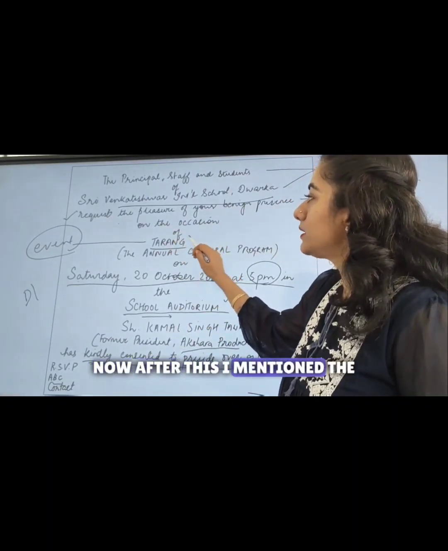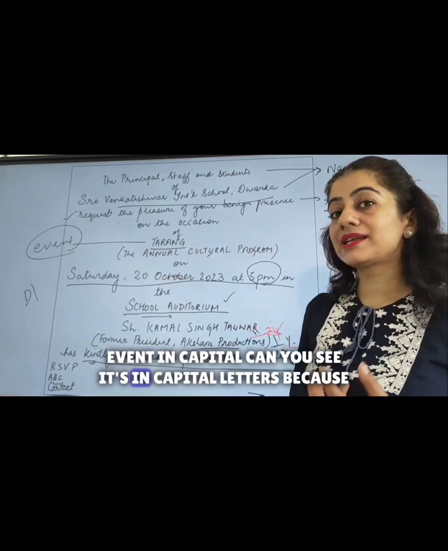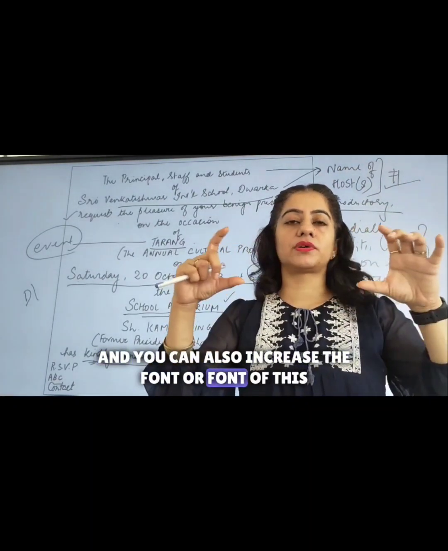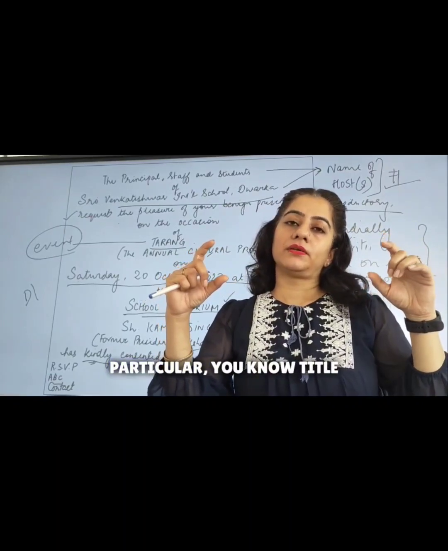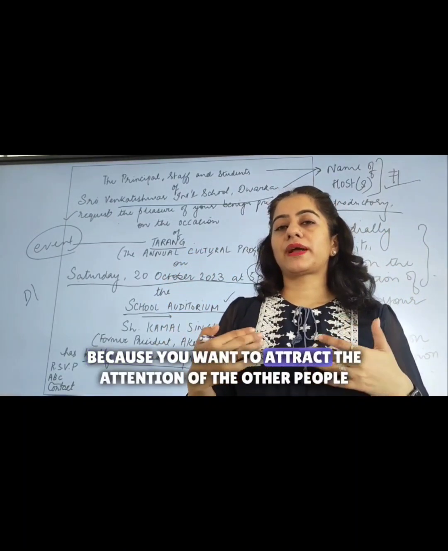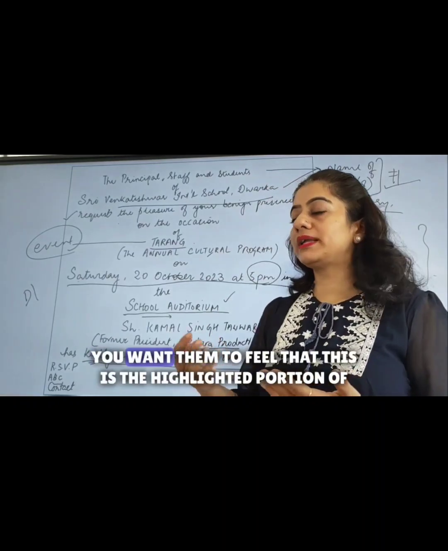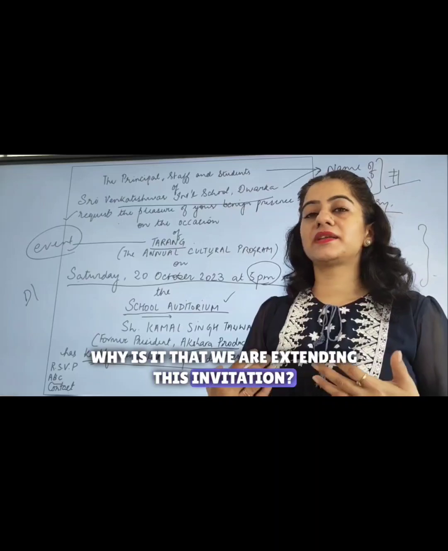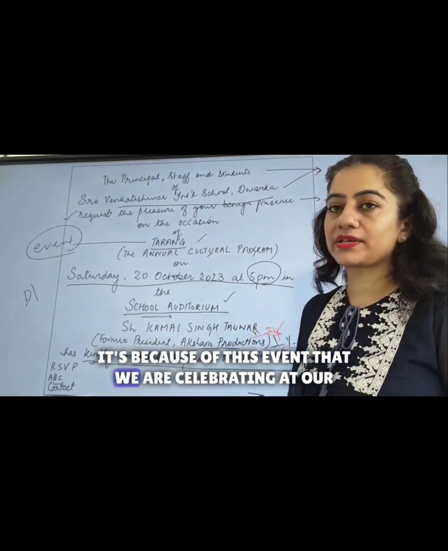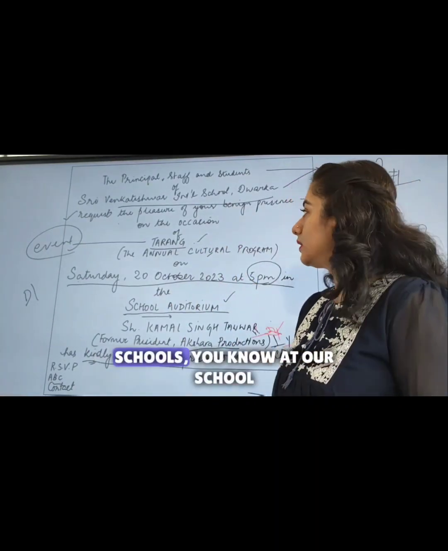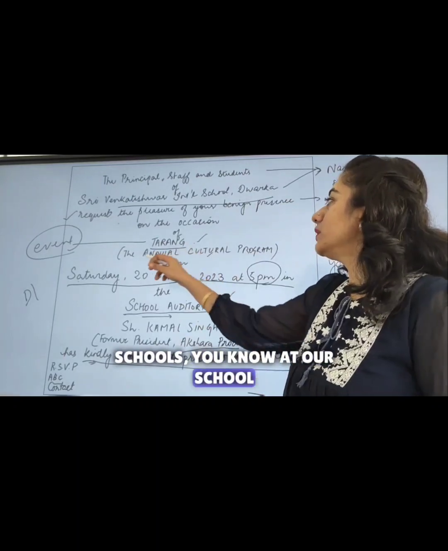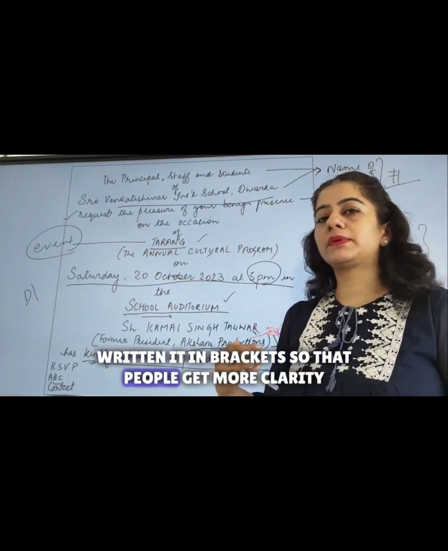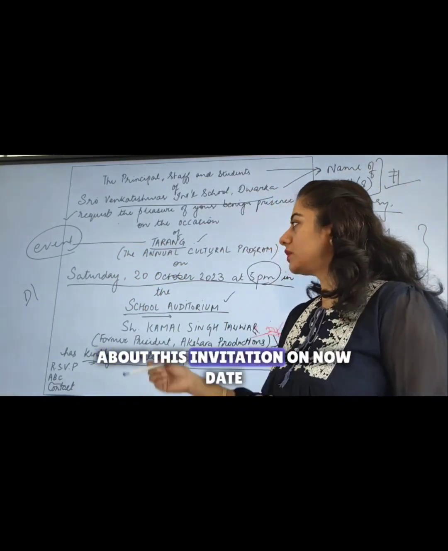Now after this, I mentioned the event in capital. Can you see it's in capital letters? You can also increase the font of this particular title. Why? Because you want to attract the attention of the other people. You want them to feel that this is the highlighted portion of the event. Why is it that we are extending this invitation? It's because of this event that we are celebrating at our school. So what is Tarang? The annual cultural program, and I have written it in brackets so that people get more clarity about this invitation.